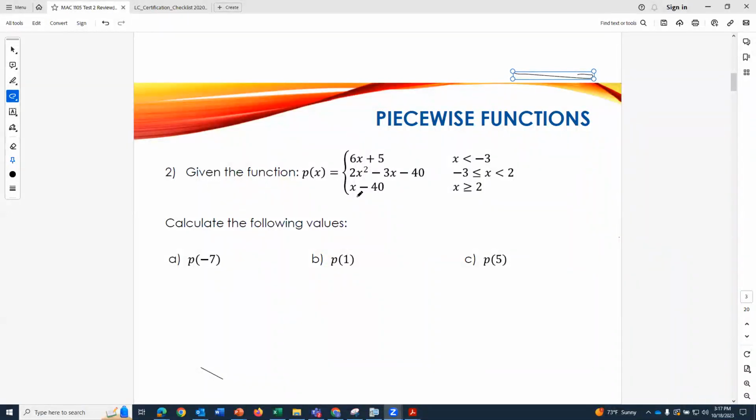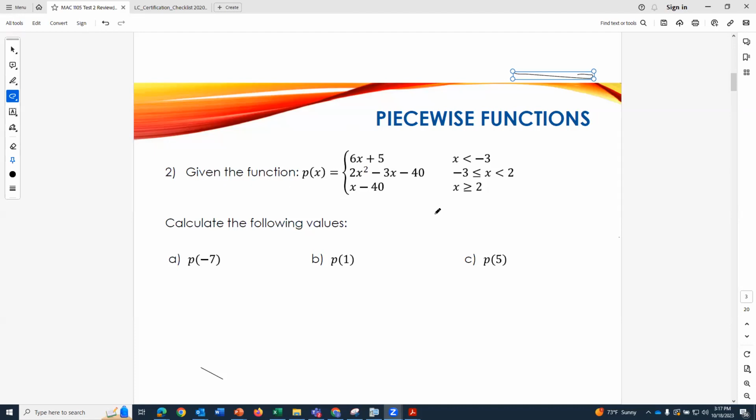Okay. And now we have this piecewise function, number 2. They ask us to give the function p of x equals 6x plus 5, defined for x less than -3. And the second function is 2x squared minus 3x minus 4, and is defined between -3 and 2. And the last one, x minus 40, is defined for x greater than or equal to 2.